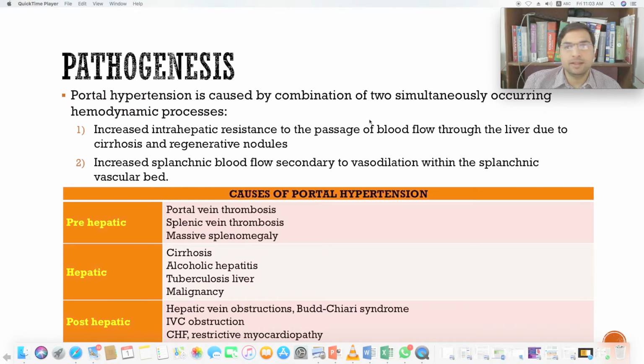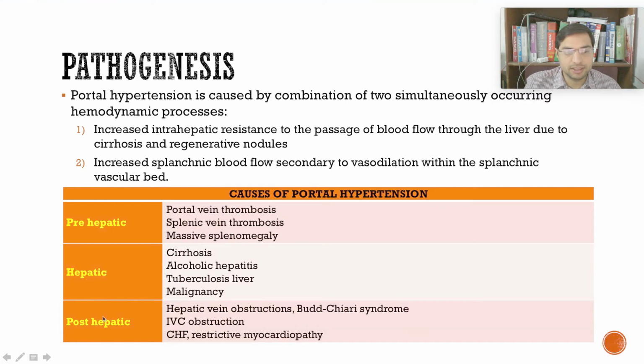Now why has this portal hypertension developed? It can be caused by prehepatic causes, hepatic causes and post-hepatic causes. Pre-hepatic causes include portal vein thrombosis, splenic vein thrombosis, or splenomegaly. Hepatic causes, pertaining to the liver, include cirrhosis, alcoholic hepatitis, and malignancies. Post-hepatic causes include hepatic vein obstruction, most commonly inferior vena cava obstruction, or congestive heart failure.